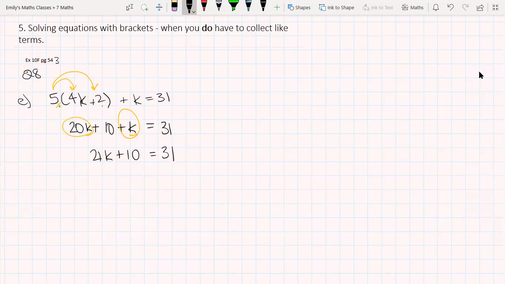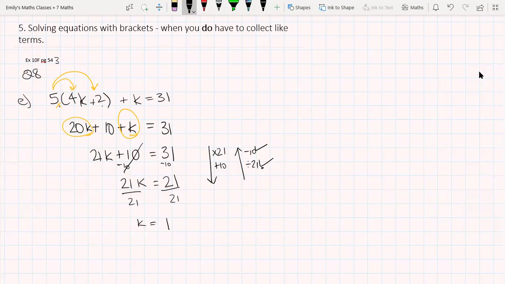Now that we've come this far, we've actually got something like you've been dealing with all along. So what happened to the K? It got times by 21, and then we had 10 added to it. How do we undo it? We minus 10, and we divide by 21. So let's go through. We minus 10 on both sides. 10 minus 10 goes, we're left with 21K is equal to 31 minus 10, which is 21. Now we need to divide by the 21 from both sides. 21 on that side, 21 on that side. K is equal to 21 over 21, which is 1. We've done that, we've got the answer. So we've expanded the brackets and collected like terms.